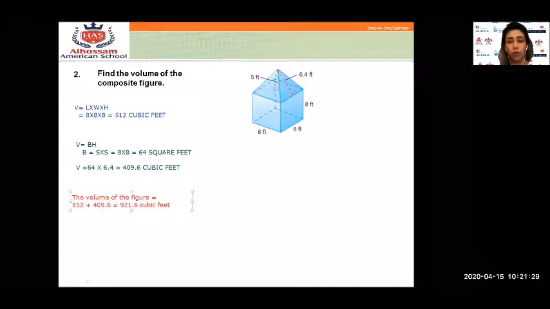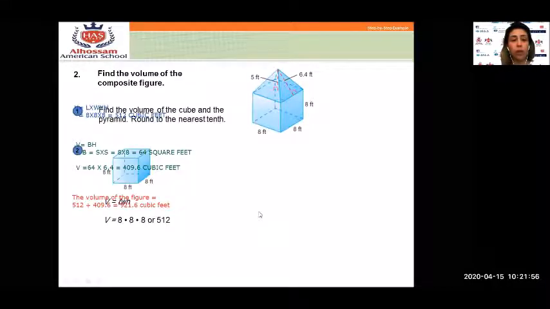Yes, thank you so much, Ahmed. So this is what we have regarding this question. We split the figure into two shapes, which are the cube or square prism, and a pyramid, which is the square pyramid. And then we find the volume for each shape individually, and then add them together. Okay.